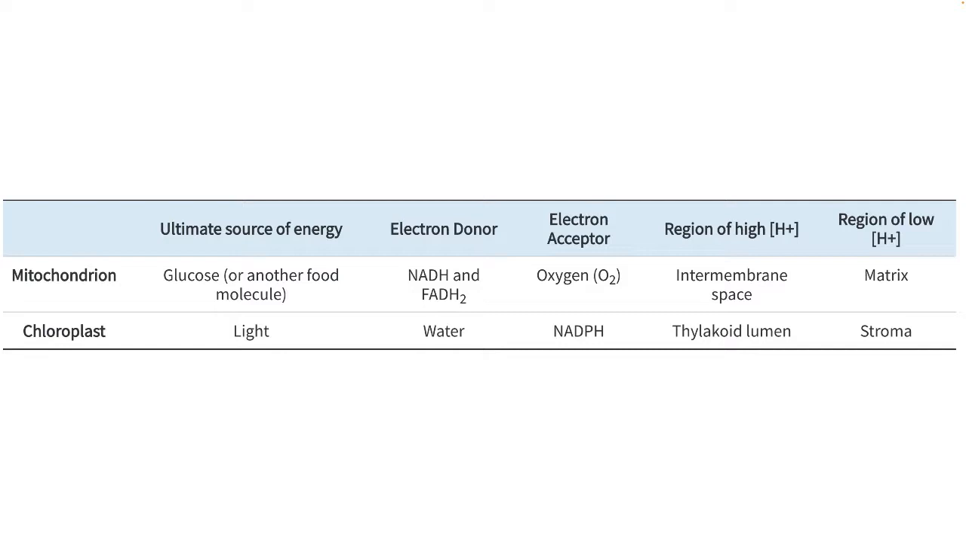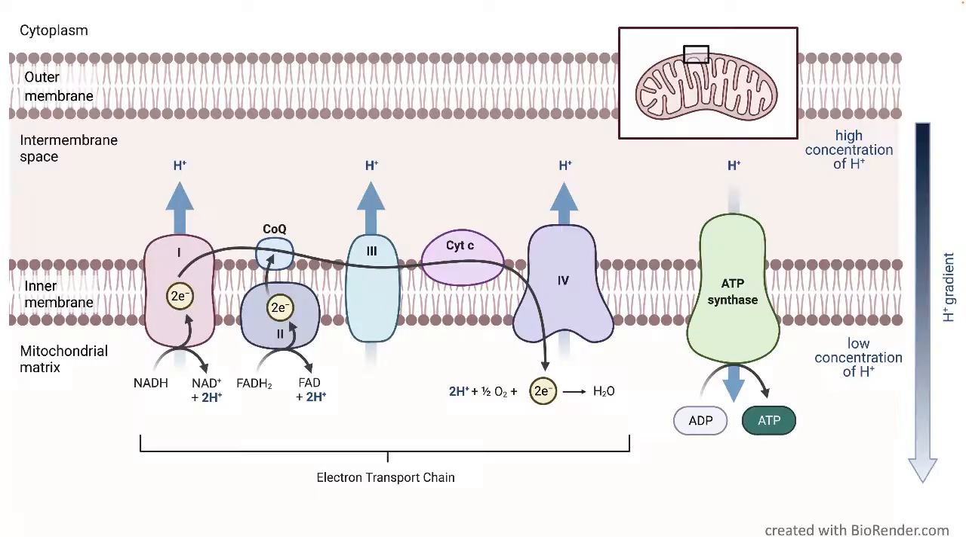Let's look at these in a little bit more detail, starting with the mitochondrion. Here is the electron transport chain in the mitochondrion. The electron transport chain is a series of protein complexes embedded in the inner membrane of the mitochondrion. Electrons are harvested from glucose and other food molecules, and then these high-energy electrons are shuttled to the electron transport chain by NADH and FADH2. These are the reduced form of the electron carriers of cellular respiration. So NADH and FADH2 are the electron donors for the electron transport chain in the mitochondrion.